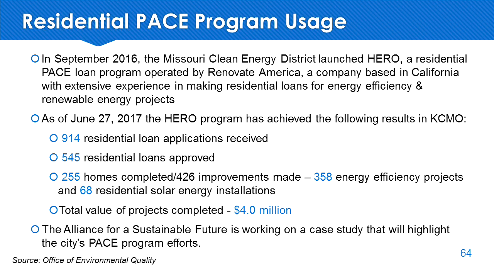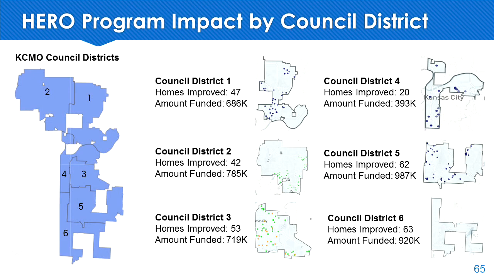One of the things that I was really pleased to see on the HERO program results was it broken down by council district. And I have to say, I was a little apprehensive that we would not see broad representation across the entire community, but in fact, I was pleasantly surprised to see that a significant number of projects have occurred in all 6 council districts. You can see the representation here, and it's worth noting, I think, that Council District 6, 5, and 3 had the largest number of PACE program loans made. So we were very, very, very pleased to see that result.